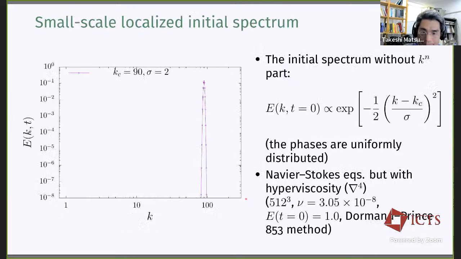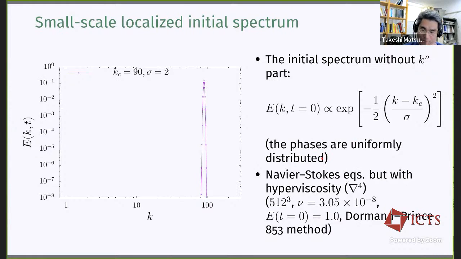In this talk, we have used a somewhat strange initial condition. This is purely numerical and academic. So this is our initial energy spectrum. This is the wave number, and this is the energy spectrum. The energy spectrum is localized at some wave number and has some width, specifically a Gaussian functional form. K center in this figure is 90. The width of the Gaussian is set to just 2 here. The phases of the velocity Fourier modes are given in a random manner.